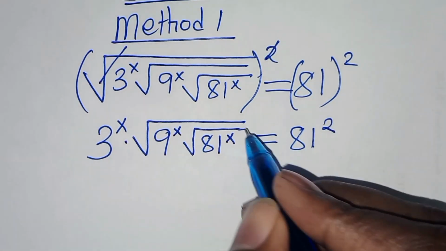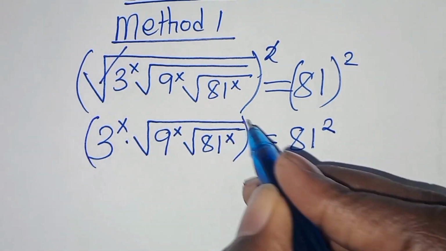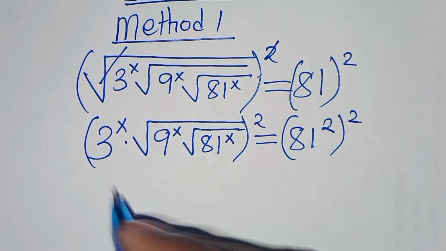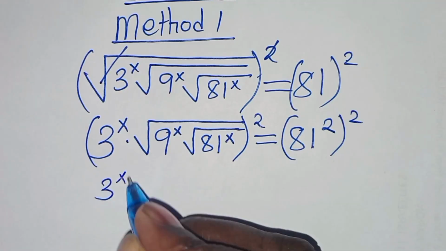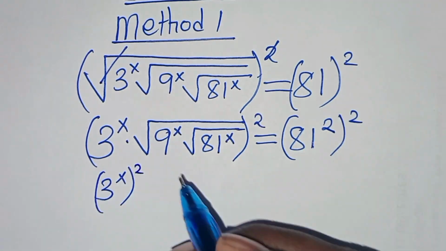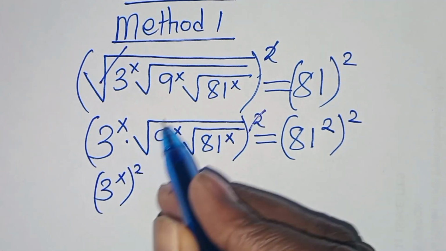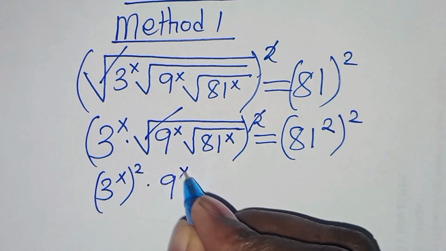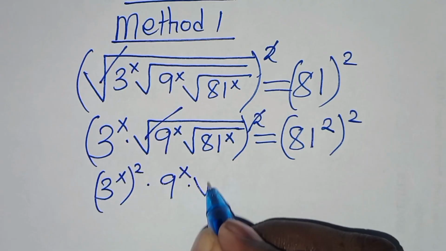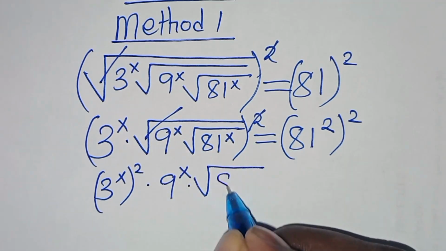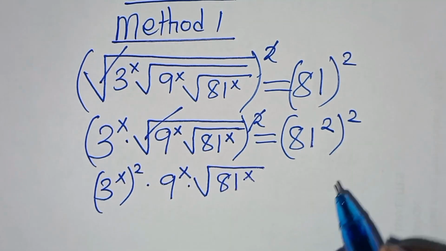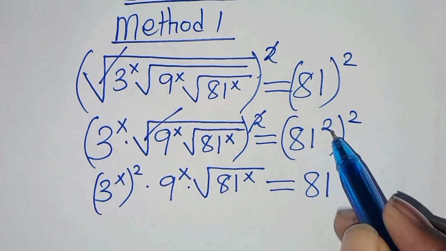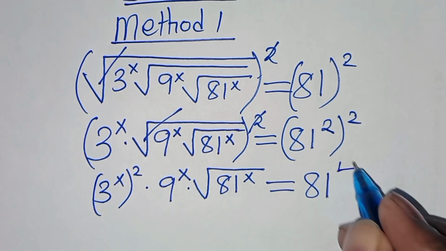The next step is to square both sides again. So that now we'll have here 3 to the power x raised to the power 2. Then we eliminate the square root sign from here, so multiplying by 9 raised to the power x, then multiplying by the square root of 81 raised to the power x. So this is equal to 81 raised to the power 2 times 2, which is 4.